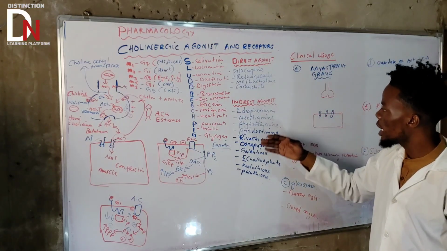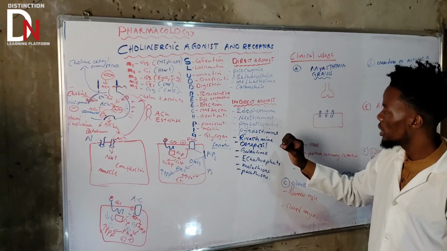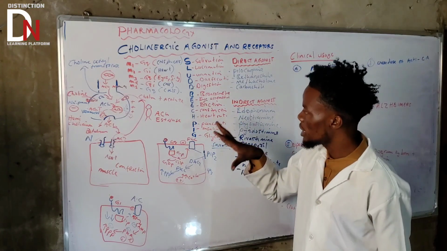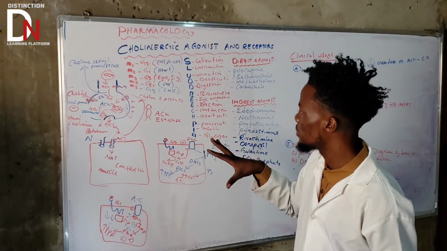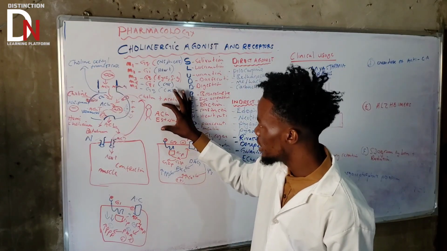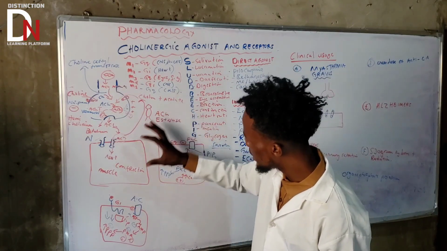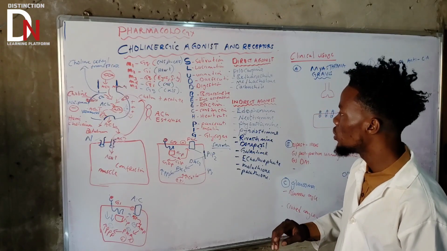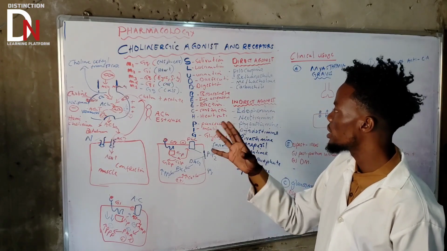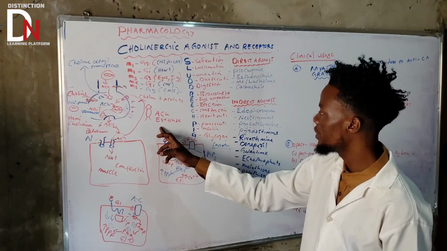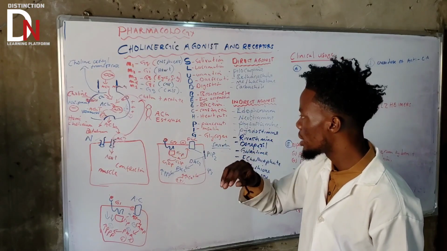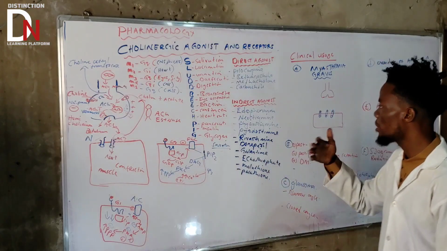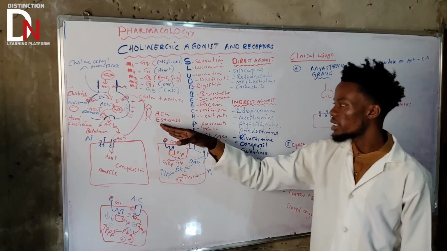But indirect, what do they go? Sometimes, the indirect ones, there are some that have got mixed function. There are others that can just inhibit this acetylcholinesterase and act on the neuromuscular junction, like neostigmine. So we'll talk about neostigmine because it has both functions. What I mean is indirect, they just act on acetylcholinesterase.